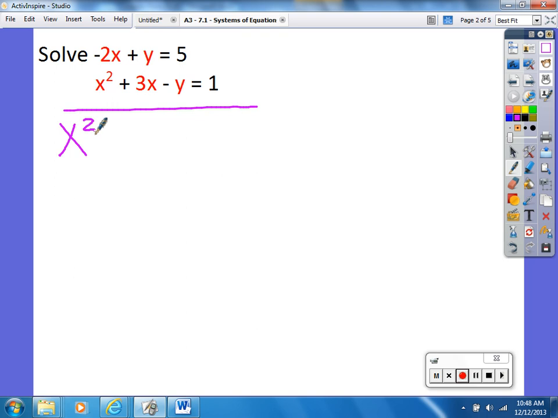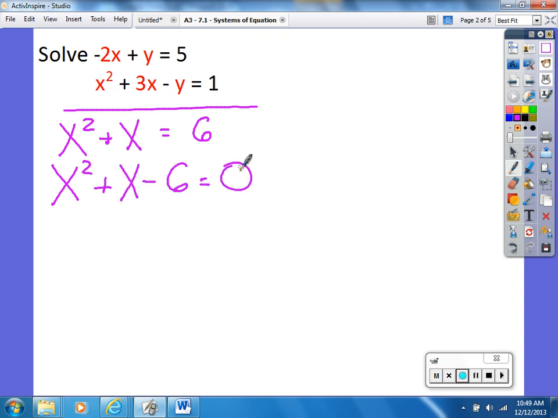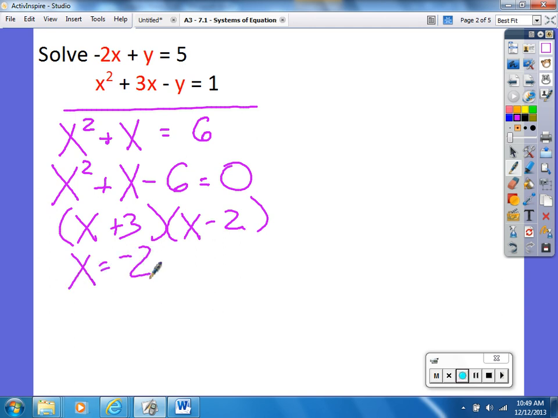So I get x squared plus x equals 6. But if I have an x squared and an x, I probably need to get it equal to 0 in order to factor it. So I'm going to subtract 6. x squared plus x minus 6 equals 0. And like I just said, I'll try to factor that. So I'm asking myself, what times what is negative 6 but adds to 1? And that would be plus 3 and negative 2. So I'll set those equal to 0. So I get negative 3 and I get positive 2.